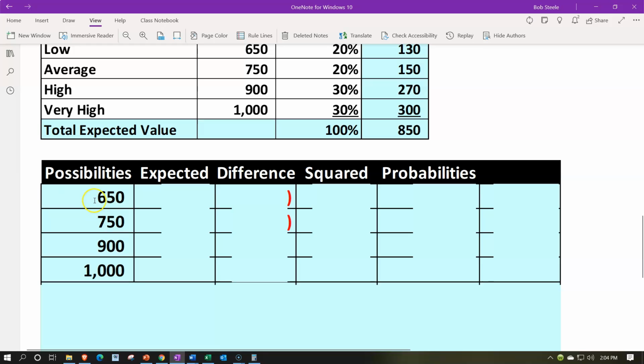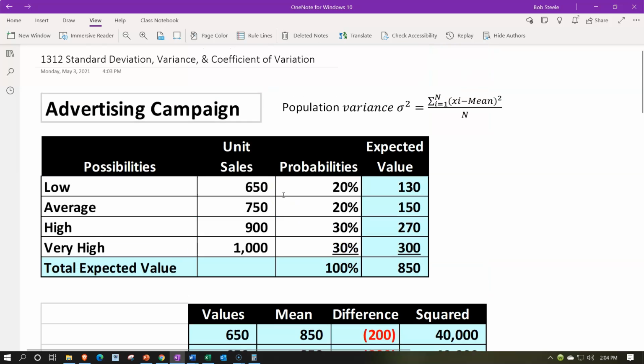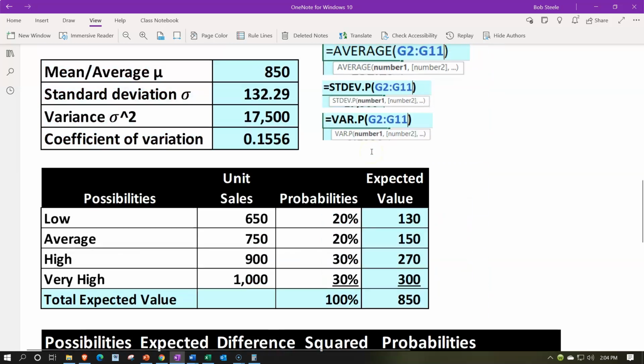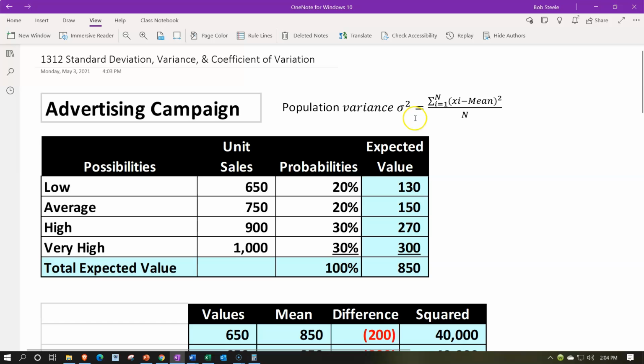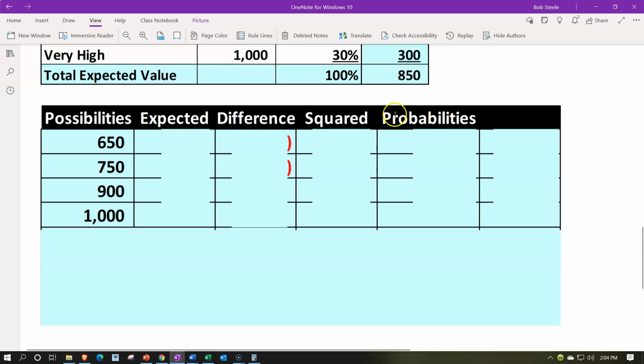Let's put our possibilities, the 650, the 750, the 900, and the 1,000, just listing out our possibilities. We're in essence doing the same kind of concept or calculation of this population variance formula, sorry to bounce around here, but it's a little bit different format because we're going to apply the probabilities last, basically. So you'll see the similarities. So the expected amount is now the 850, which is basically, once again, the average or the mean.